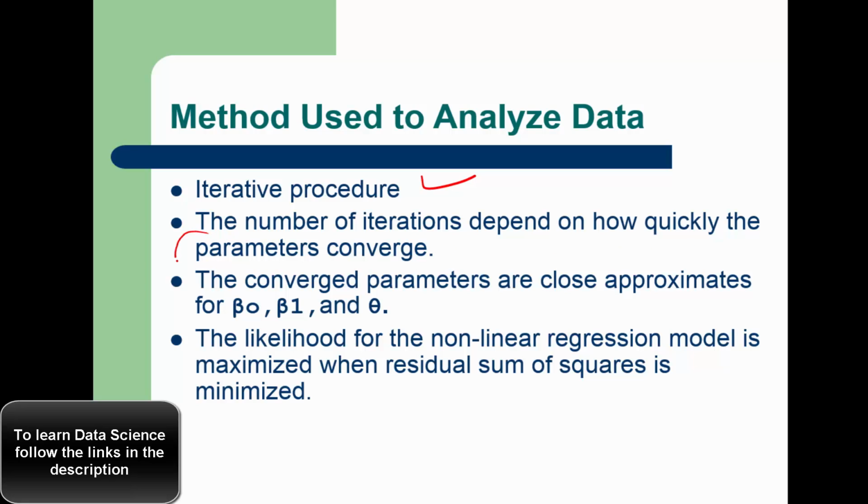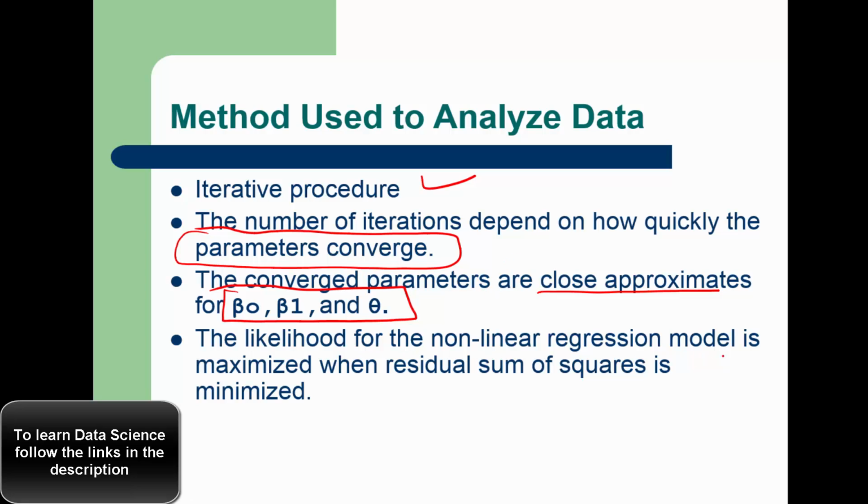For any optimization problem, we end up with the convergence of the parameters, and how quickly these parameters converge will tell us how many iterations are required. The converged parameters are close approximations of the three parameters. They may not completely represent the actual values, but they might be very close to what we are expecting.